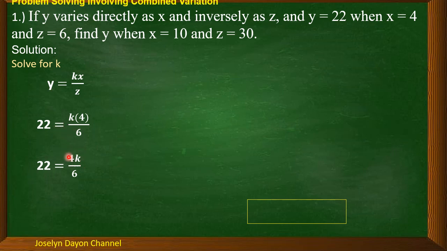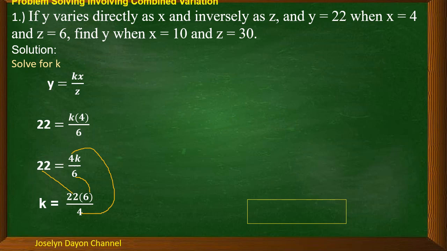Now to solve for k, just multiply 22 and 6 and divide it by 4. So again, multiply 22, this number, and 6, and then 4 will be the denominator. The denominator is coming from here. Okay, and this is 22, and this is 6.